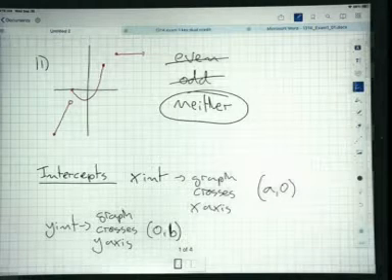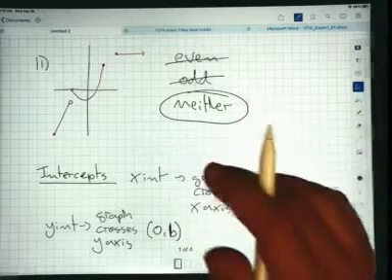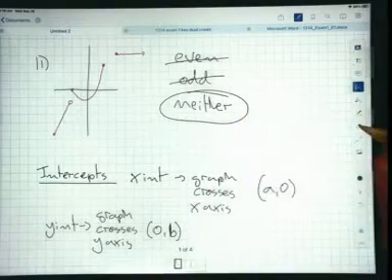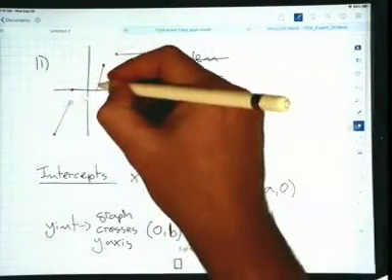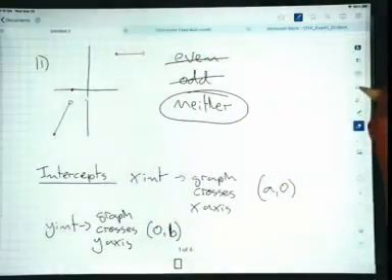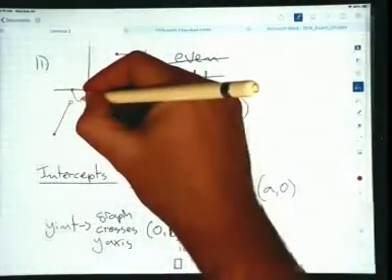So, I didn't draw this perfectly. Let me make a slight adjustment here on this graph. The graph behaves more like this.